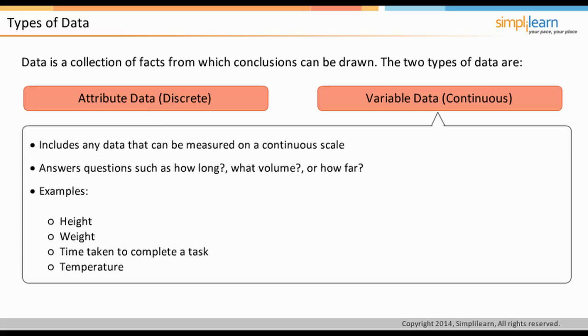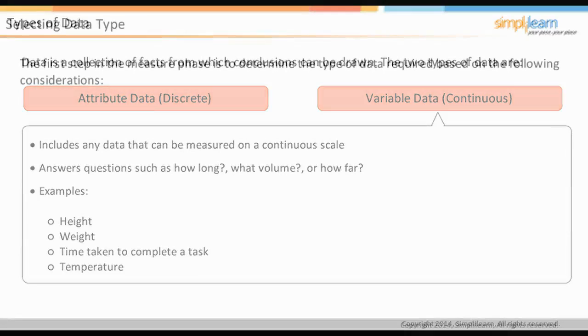Any data that can be measured on a continuous scale is continuous or variable data. This type of data answers questions such as how long, what volume, or how far. Examples of continuous data include height, weight, time taken to complete a task, temperature, and so on.